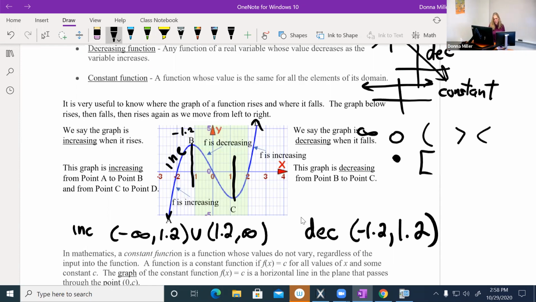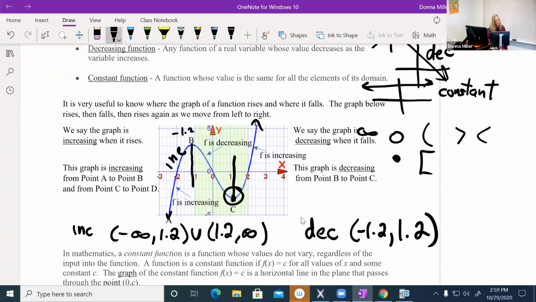So the question is, at 1.2, so that's point C right there, is that function increasing or decreasing? I think it's decreasing. Anybody disagree? At 1.2, what's going on right here? Is it increasing or decreasing? Increasing? Okay, so I have one vote decreasing, one vote increasing. My vote is neither, because it's changing there, right?